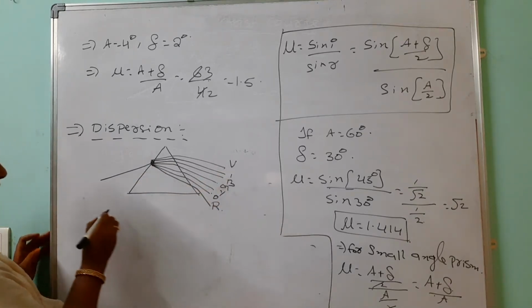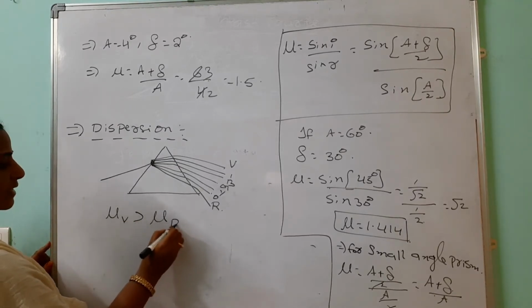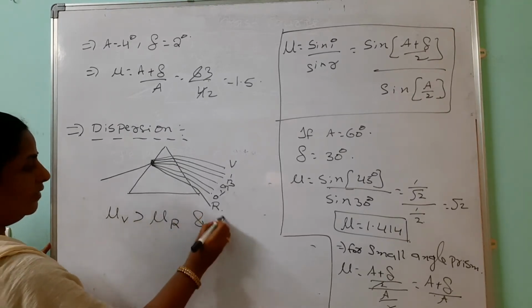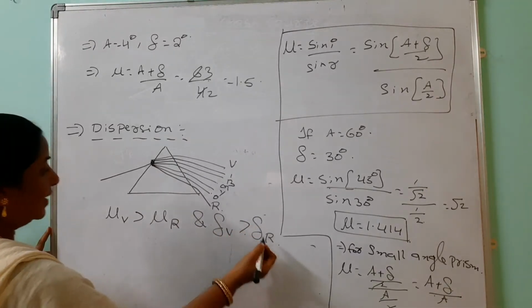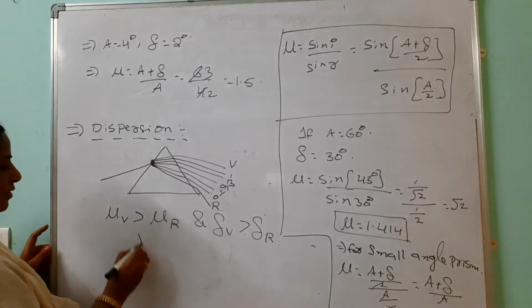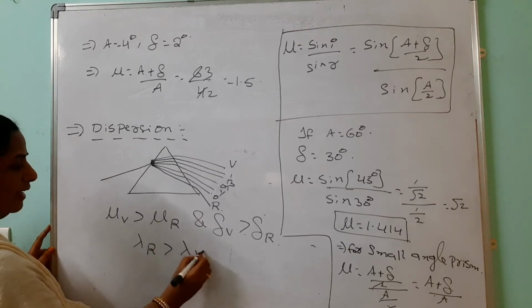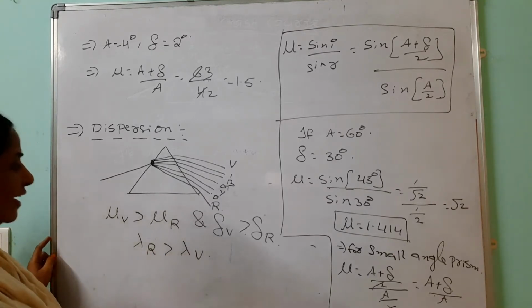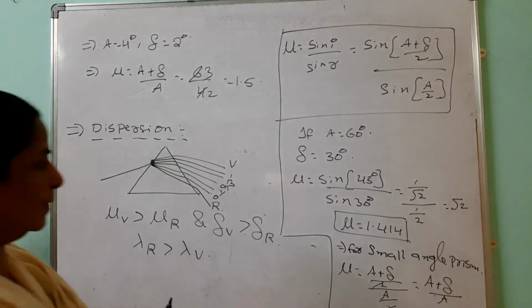Always remember that the refractive index of violet is greater than the refractive index of red, and the deviation of violet is greater than the deviation of red. So refractive index is inversely proportional to wavelength. So the wavelength of red color is more than the wavelength of violet color. From this we can find out the dispersive power and angular dispersion also.